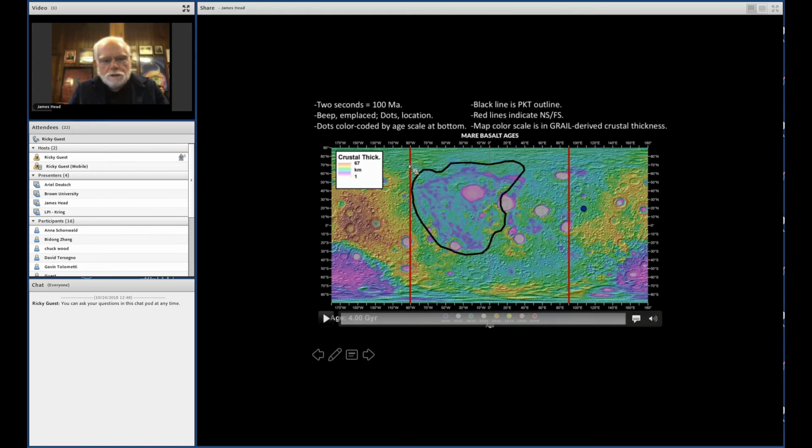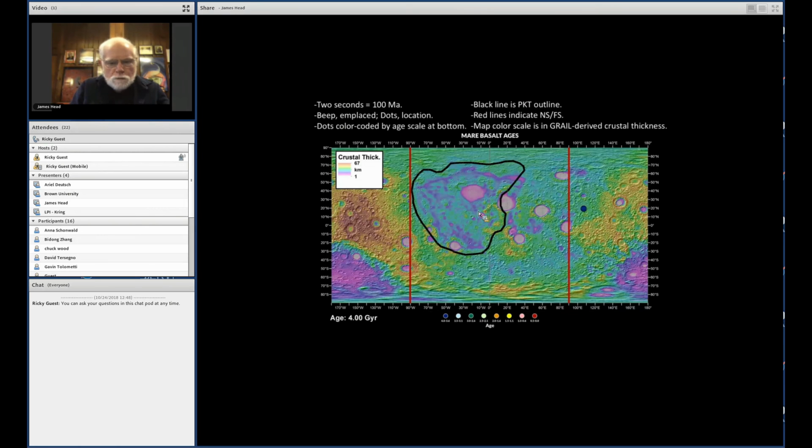We can also see that the red lines indicate the near side and the far side, so between these two red lines is the near side, and the other part is the far side. And essentially, the area here is the Procellarum KREEP Terrane, and indeed, the map color scale is in GRAIL-derived crustal thickness, where you go from 67 kilometers down to less than 20 kilometers in these areas here. So let's take a look at this, keeping those questions in mind.